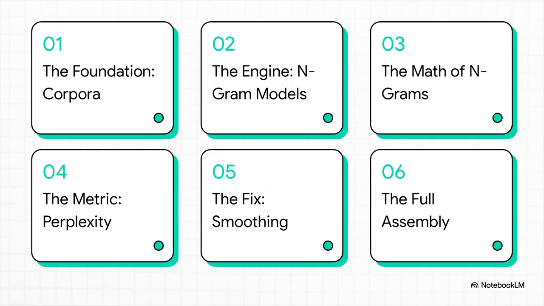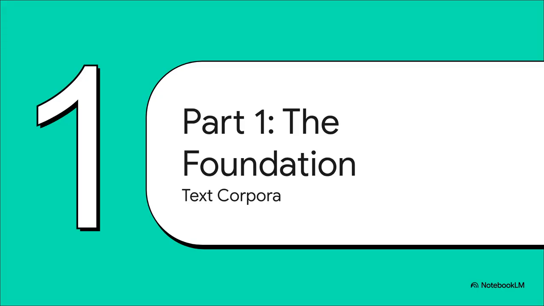Okay, so every good project needs a blueprint, right? Here's ours. First, we'll lay the foundation. That's our text corpora. Then we'll build the engine itself, the n-gram model. After that, we need a way to measure how well it works, so we'll look at the math and a metric called perplexity. We'll hit a snag, so we'll need a fix. That's smoothing. And finally, we'll step back and look at the whole assembly, from raw text all the way to a prediction machine.